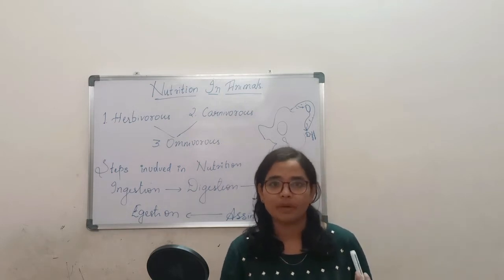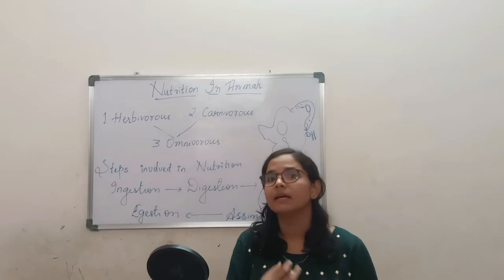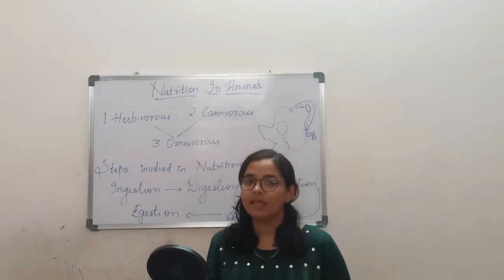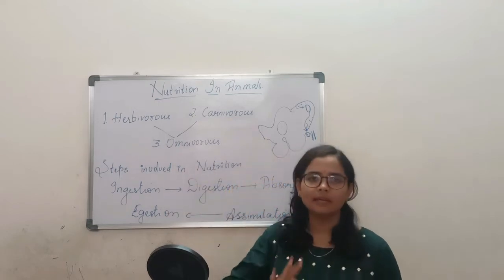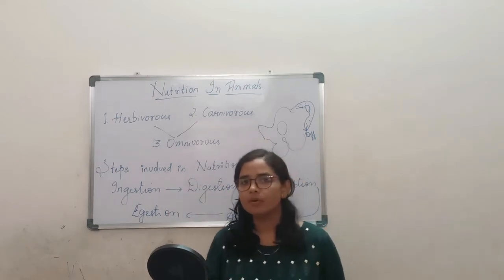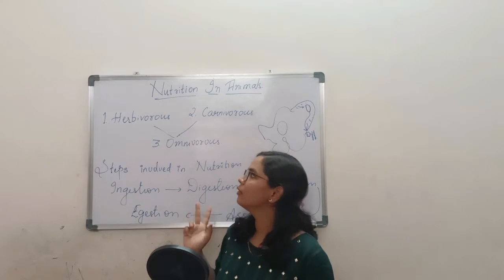Even plants, like the pitcher plant, directly eat insects. Even that is acquiring nutrition in a different form. So coming to animals, there are three types of nutrition: herbivorous, carnivorous, and omnivorous.